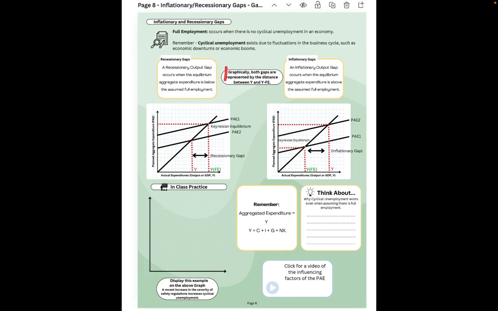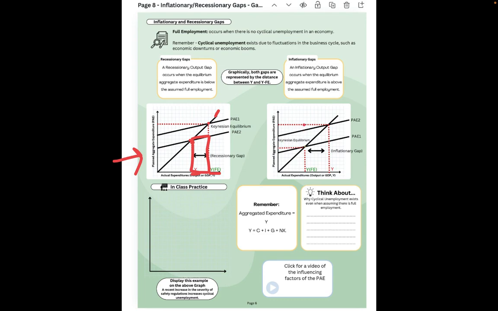Graphically, both of these gaps are represented by the distance between Y and YFE. That is extremely important. So, on this graph here, for reference, the Keynesian equilibrium is at this point, the point I've marked. However, the equilibrium that actually is noted is this one down here, where PAE2 is equal to the standard 45-degree line. So obviously, as you can see, there's a difference between this Y and this YFE, and this little box right here is that recessionary gap.